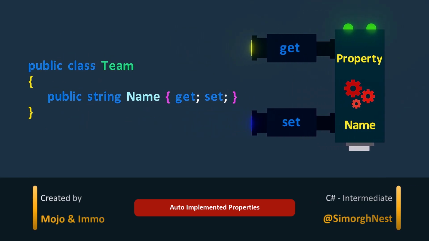With auto-implemented properties, or auto-properties, we can declare a property without explicitly creating the backing field or writing the getter and setter methods. The C# compiler takes care of generating the required code for us behind the scenes. Okay, as you can see, auto-properties make it easy to declare and use properties without writing the whole implementation.